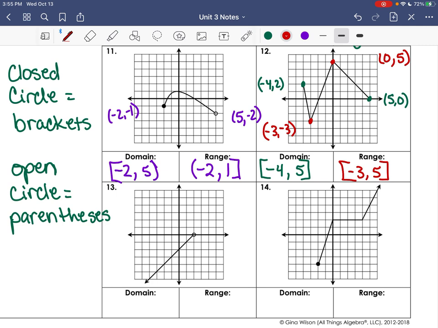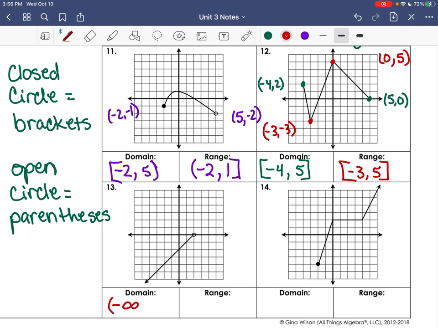And then these last two are rays. They have an end point and an arrow end. So we have to think about what each end is doing for our domain and range. So first of all, this starts here at this open circle and then it's going down to the left. So we are going to the left forever. So that means we're going towards negative infinity.